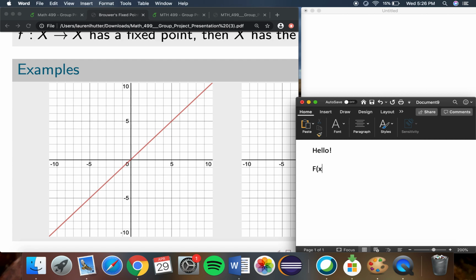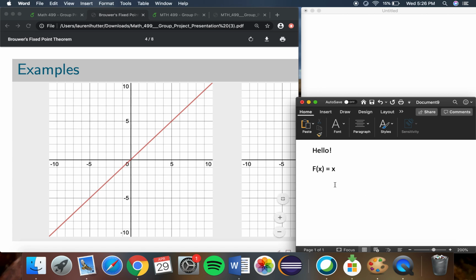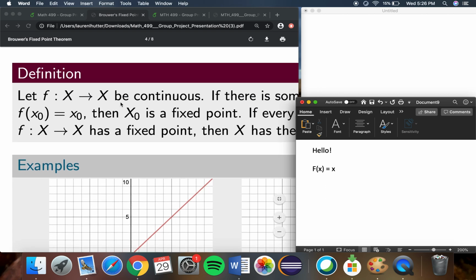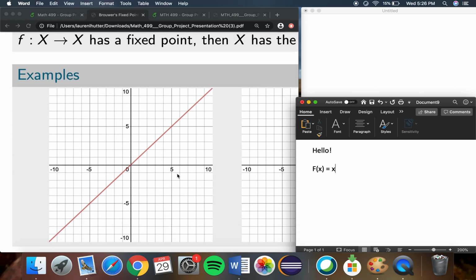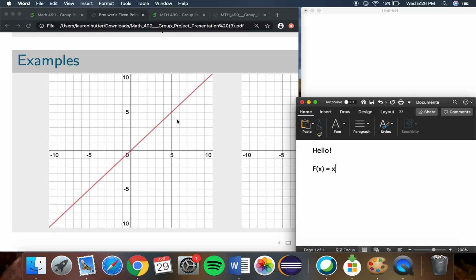It's harder to type and talk than you think. Based on the definition, f of x equals x, it's pretty clear that every point on this red line is a fixed point. So if I look at x equals 1, I get f of 1 equals 1. If I look at x equals 2, I get f of 2 equals 2, and so on for this entire line. So f of x equals x most definitely has the fixed point property.